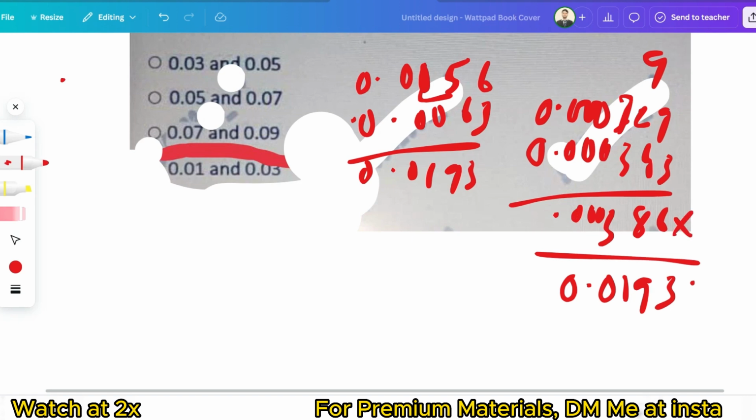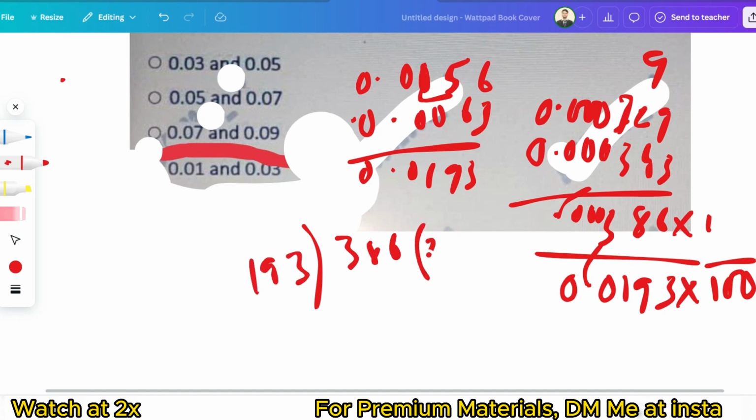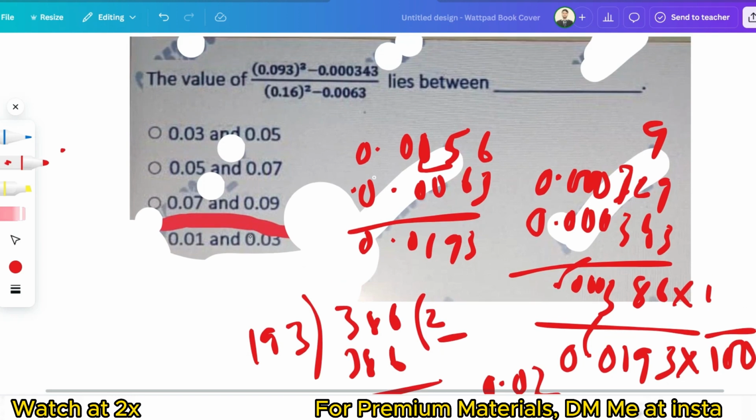I hope you know how to calculate this. It becomes 100, so just divide 386 by 193. This becomes 2, so 2 is the answer. Subtract this from 100, so this becomes 0.02. So the answer lies between 0.01 and 0.03. I hope you understood. That's why option D will be the correct answer.